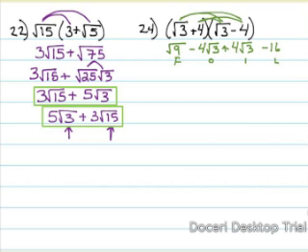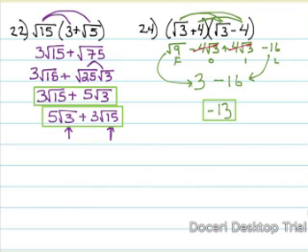You should be able to see very quickly that the inners and outers are going to cancel here. And we'll be left with just 3, because the square root of 9 turns into 3, minus 16. Well, 3 minus 16 is negative 13, which is our final answer there.